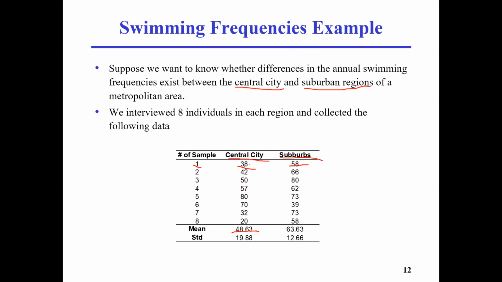So we have 2 groups, for actually 2 means for 2 groups, right? That's a correct way to address this. So the mean for Central City is 48.63, and the mean for suburb is here. The standard deviation for group 1 is here. Let's say sample 1 is here. For the sample of group 1 is here, and a standard deviation for the sample of group 2 is here.